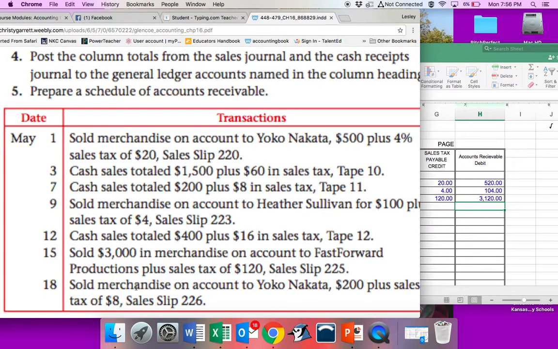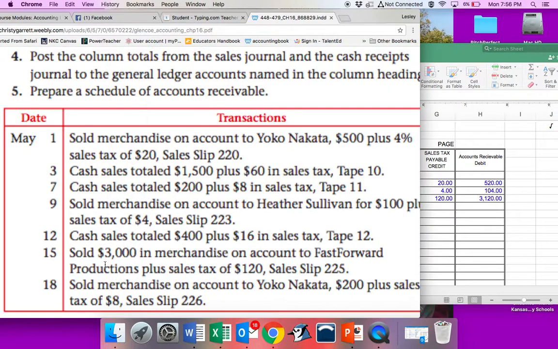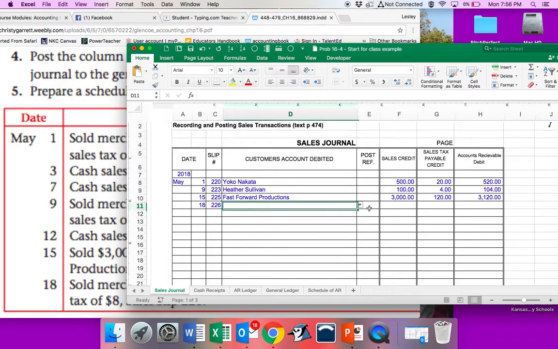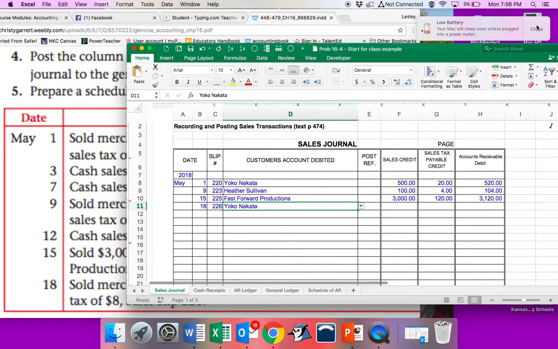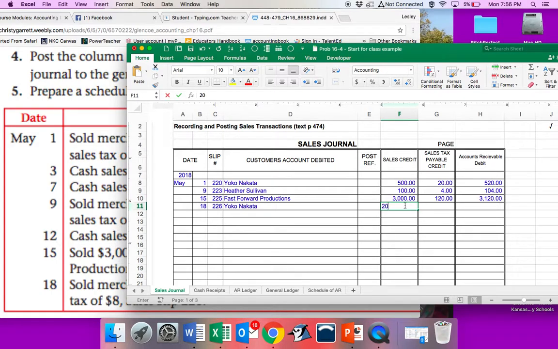And the last one was sold merchandise on account to Yoko Nakata, 200 plus sales tax of $8. So we're going to go to the 18th, sales slip of 226. It was Yoko Nakata for 200, $8, giving her a debt in accounts receivable of 208. All right, and that's how we do transactions for the sales journal and the cash receipts journal.